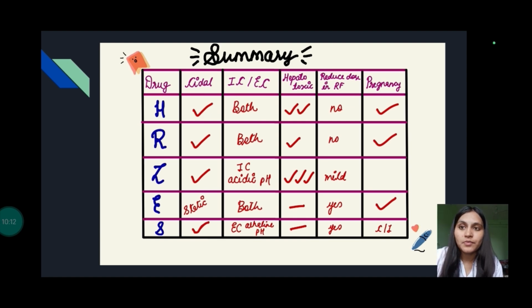Fifth drug, streptomycin, it has cidal action. It acts only on extracellular bacilli in alkaline pH. It is not hepatotoxic, and we should reduce the dose in cases of renal failure. It is contraindicated in pregnancy.